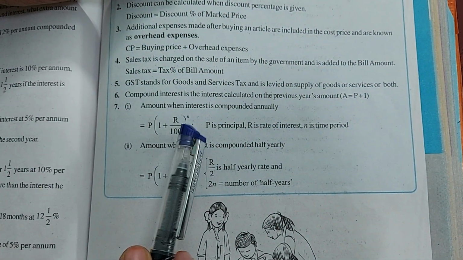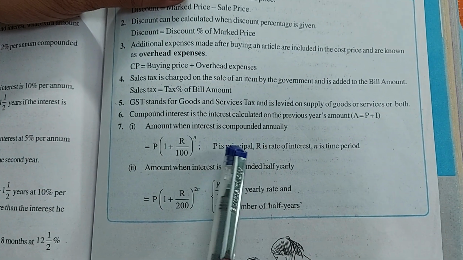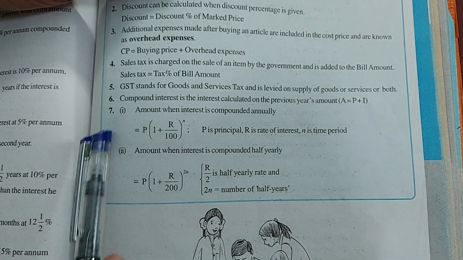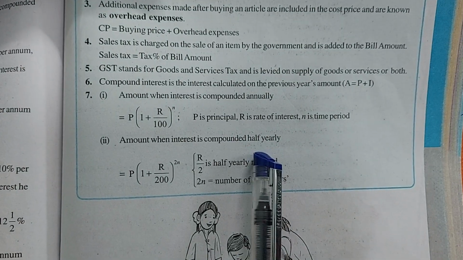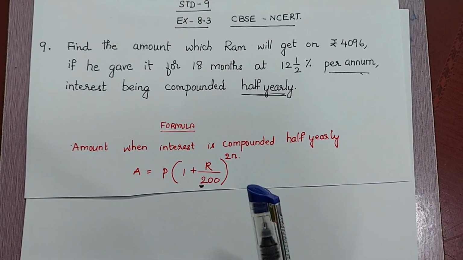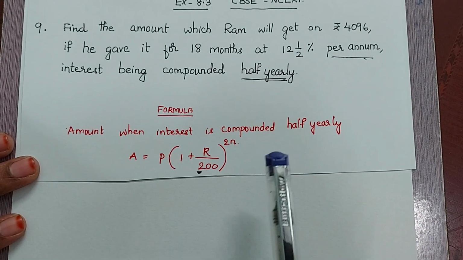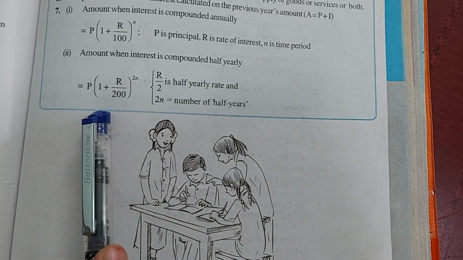Rate of interest is per annum, time period is always in years. It is for when the interest is calculated every year annually, then we get the amount by using this formula. But if the interest is compounded half yearly, that is for every 6 months, then how to find the amount? Instead of breaking our head, we can simply use this formula which is already given in our book itself.